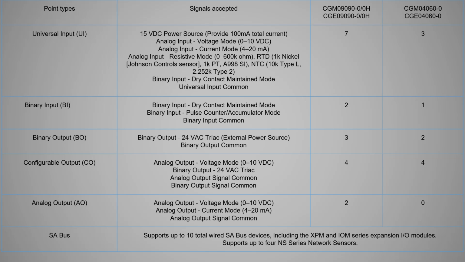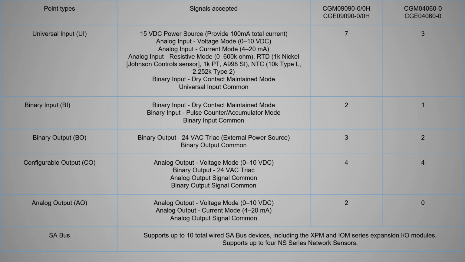Here are the inputs and outputs of each one of those controllers, the 4060 and the 9090. Now the 4060 and 9090 both can take a 4 to 20 milliamp signal. Okay, input wise, either one can take the input. So the larger one, the 9090, has 7 universal inputs. The smaller one has 3 universal inputs. Binary inputs, just dry contact or pulse counters. The larger one has 2 of those. The smaller one has 1.